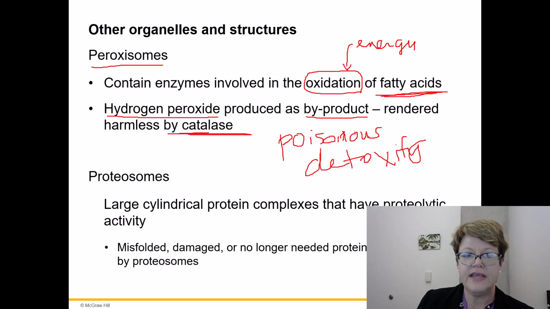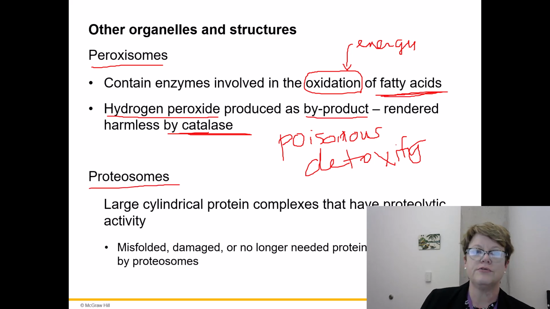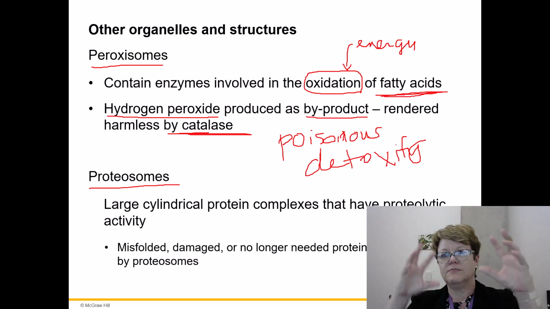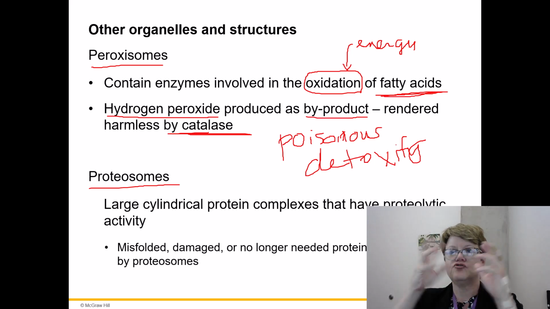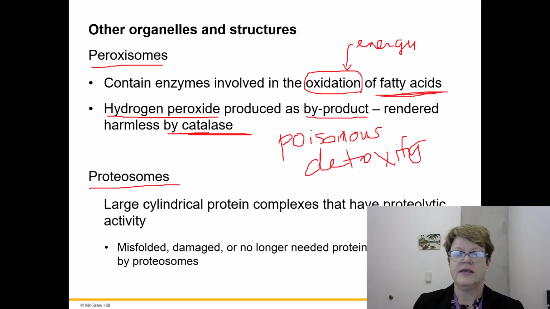And then the next structure is called the proteasome. It's a big complex. It's a big structure made of protein. And the funny thing is, it's made of protein and its job is to break down protein. So that's kind of interesting. It's made of protein and it breaks down protein.